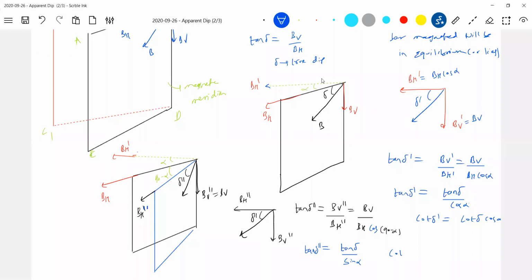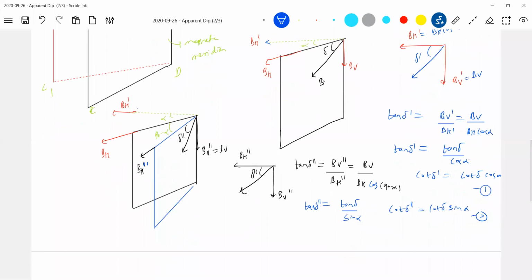So this will become cot delta double dash equals cot delta by sine alpha. This is equation 1 and 2. Let's square and add. Cot square delta should be equal to what? Cot square delta dash plus cot square delta double dash. What are delta dash and delta double dash? They are the apparent dips.